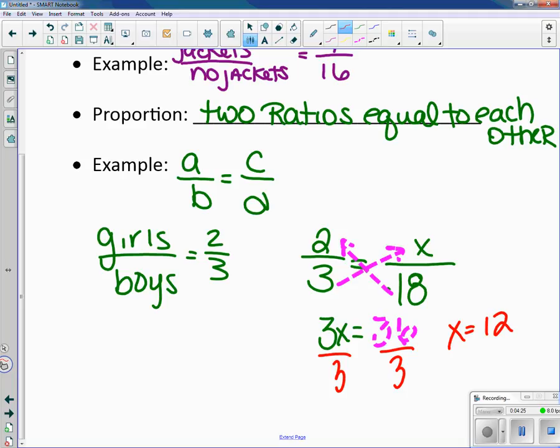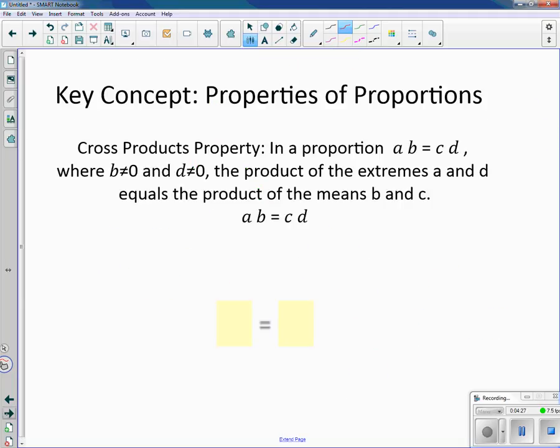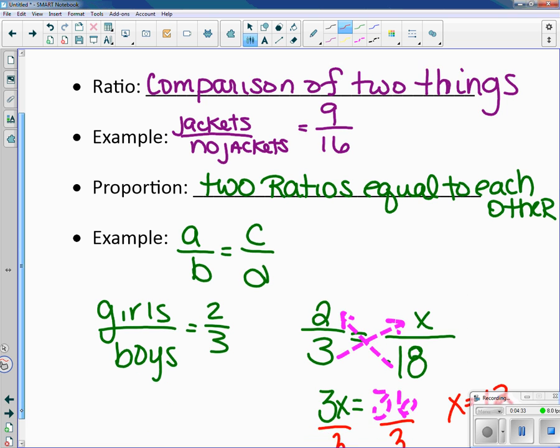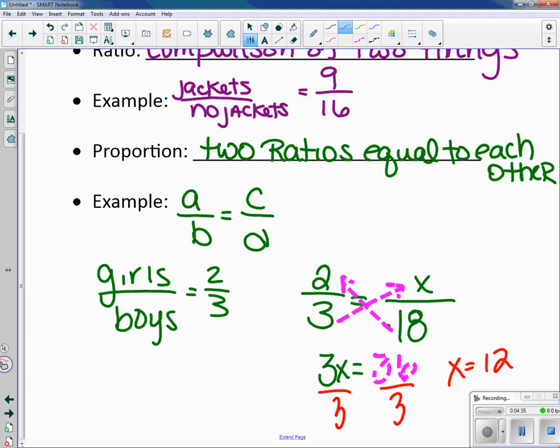Now, there are different ways. Thirty-six.